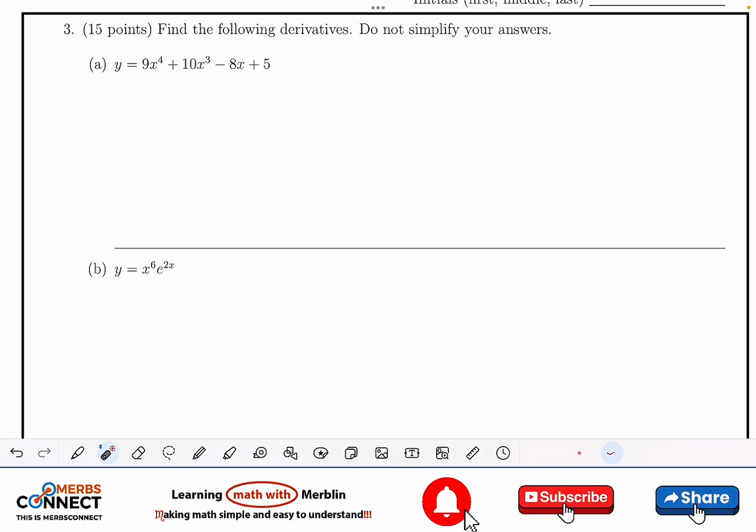So let's look at question 3. Find the following derivative. Do not simplify. Good. So this, we are just doing the derivative. This is a polynomial function and we don't need to do any simplification before we differentiate.